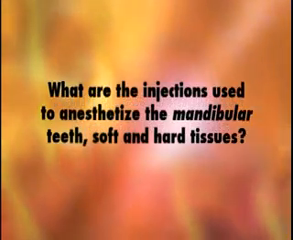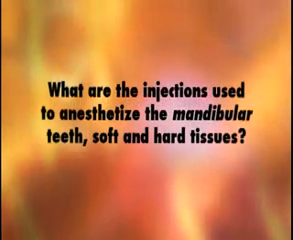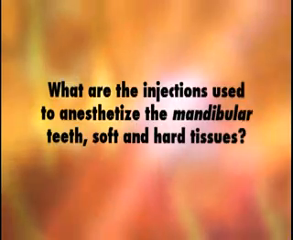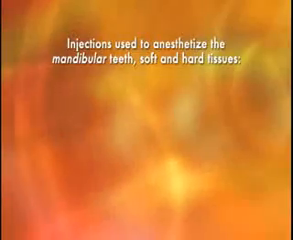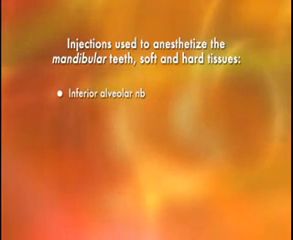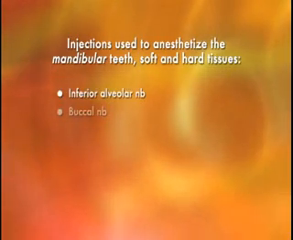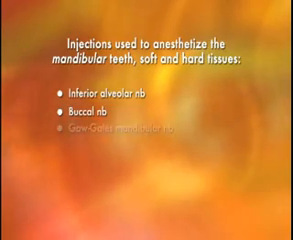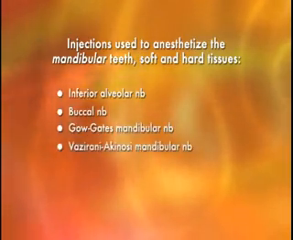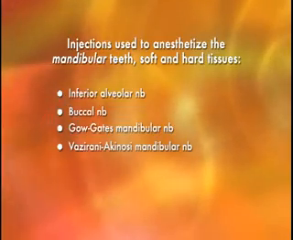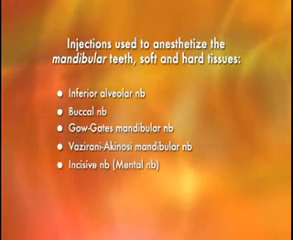We will now discuss the following techniques which provide anesthesia to the mandibular teeth and their supporting soft and hard tissues: inferior alveolar nerve block, buccal nerve block, the Gow-Gates mandibular nerve block, the Vazirani-Akinosi mandibular nerve block, and the incisive nerve block, also known as the mental nerve block.